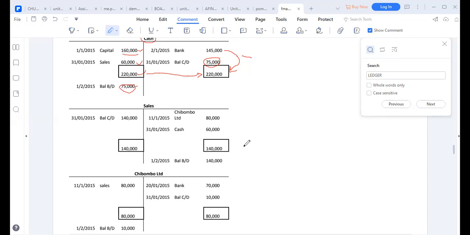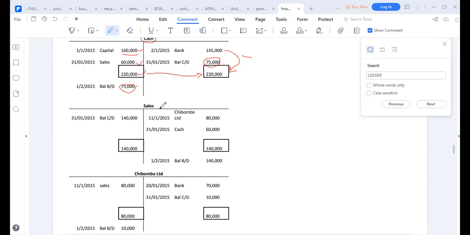Meaning the carried down figure is always on the last day of the month, and then the brought down balance, it's always on the first day of the following month. Good observation. Very good observation. Always the carried down is on the last day of the month. The brought down is always on the first day of the following month. Correct.